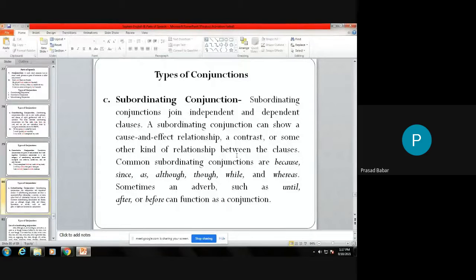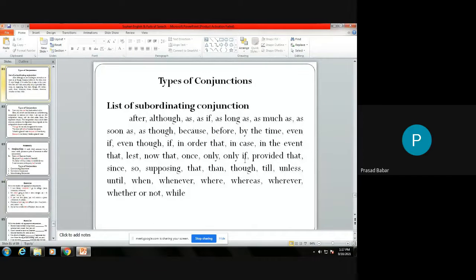So what are its examples? Its examples are because, since, as, though, although, while, whereas. These are the subordinating conjunctions. Also, some adverbs like until, after, and before can function as subordinating conjunctions.